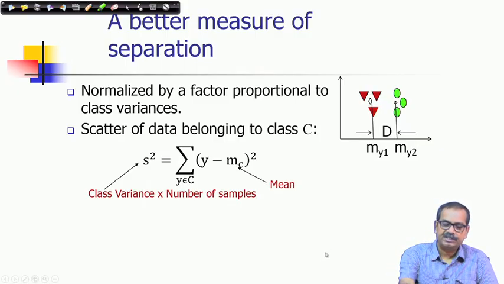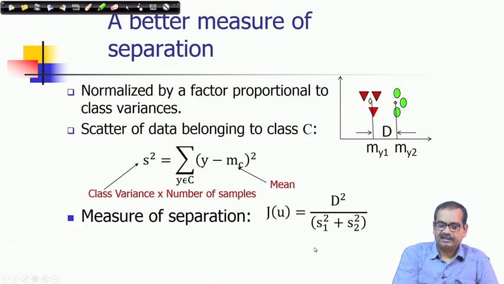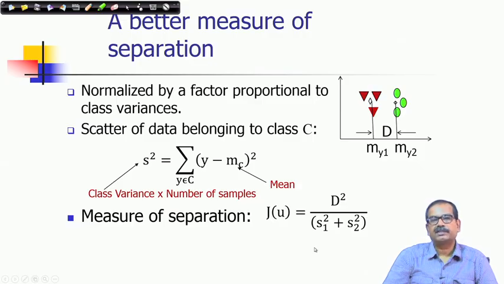And as I mentioned, MC here represents the mean of class C, and small s square is the scatter. So, a good measure of separation could be d square by s1 square plus s2 square. In the denominator, we are summing up the scatters of the two projected groups, and the numerator is d square. So, it is normalized by the sum of scatters of these two groups.